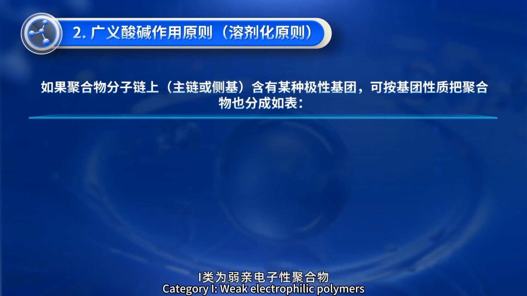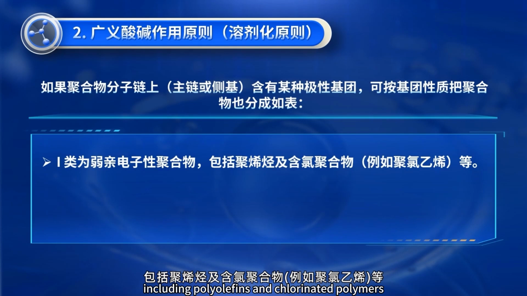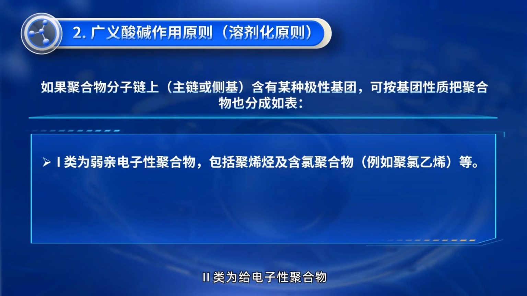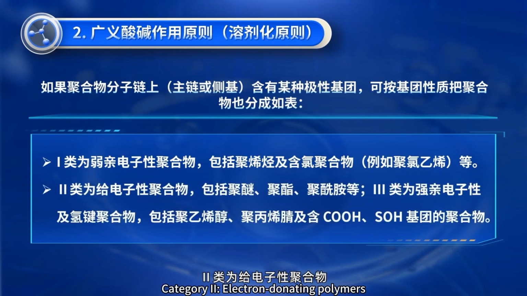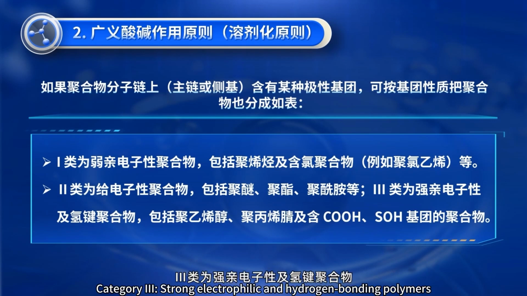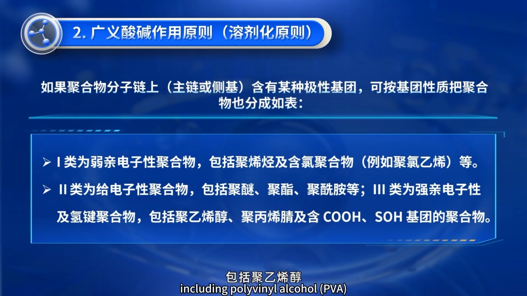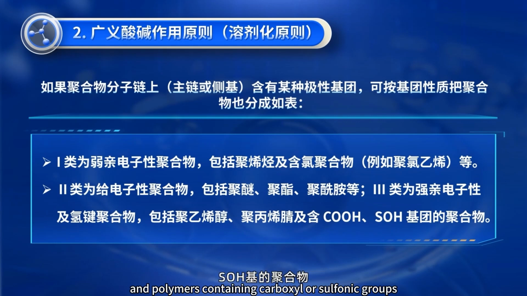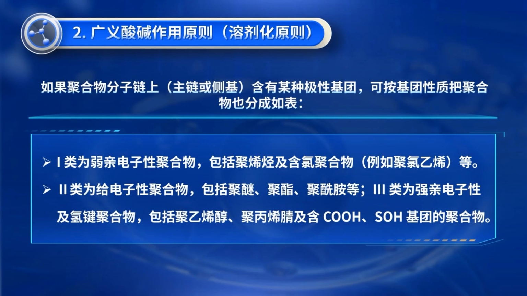Category 1, weak electrophilic polymers, including polyolefins and chlorinated polymers, such as polyvinyl chloride, PVC. Category 2, electron-donating polymers, including polyethers, polyesters, and polyamides. Category 3, strong electrophilic and hydrogen-bonding polymers, including polyvinyl alcohol, PVA, polyacrylonitrile, PAN, and polymers containing carboxyl or sulfonic groups.